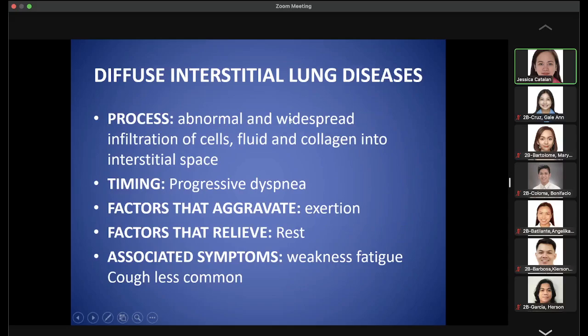Sige. I'll just continue this, no? Medyo maingay kasi dito. So, I'll play na lang muna yung part 2. So, we stop sa diffuse interstitial disease.